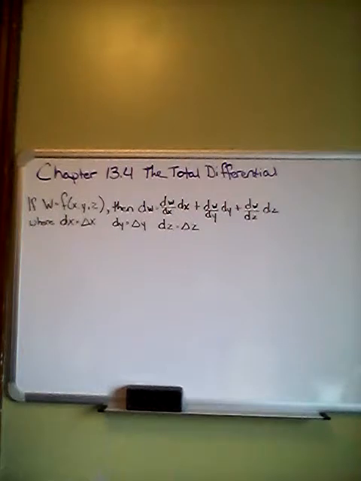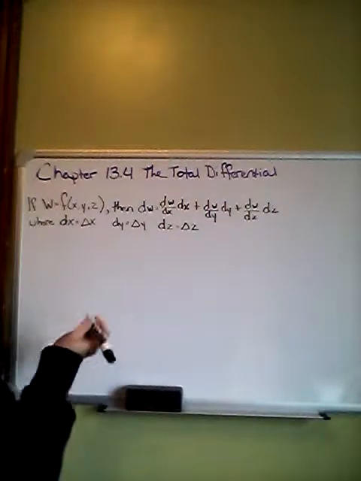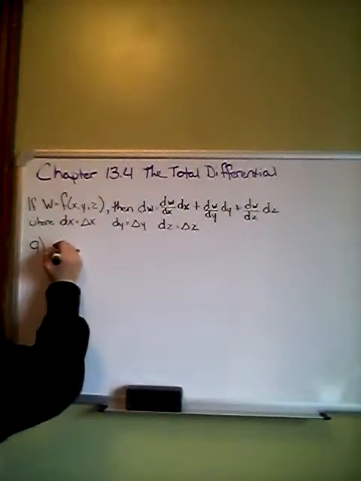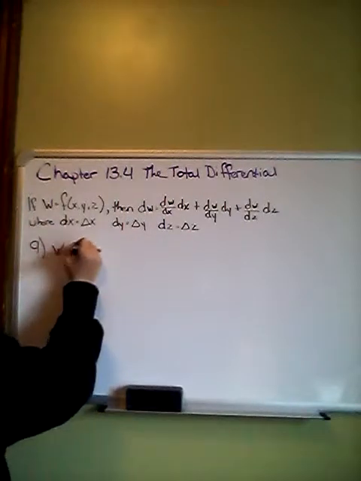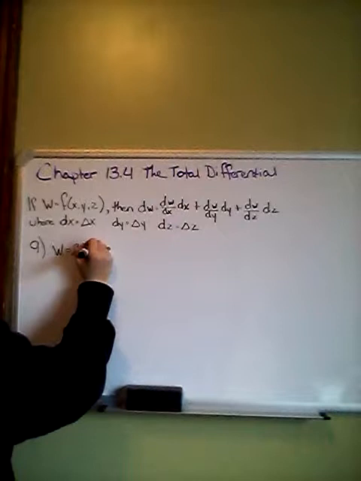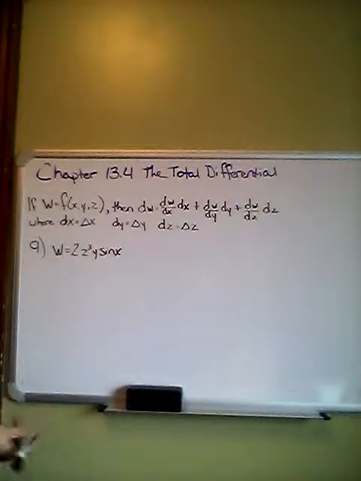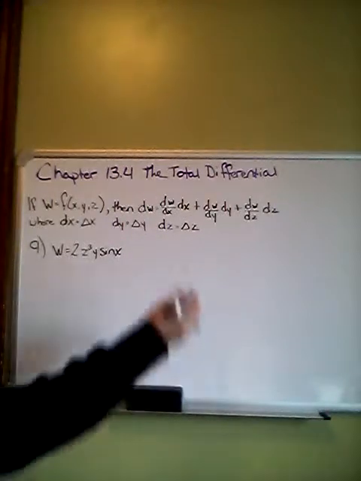So the problem I'm going to be doing with you for this is problem number 9 from this section, and that is the function w equals 2z cubed y sine of x. So first thing that we're going to need to do is differentiate this function with respect to its individual variables, as shown above.